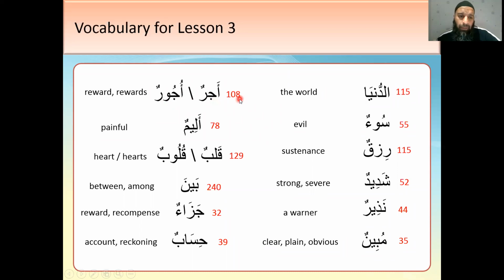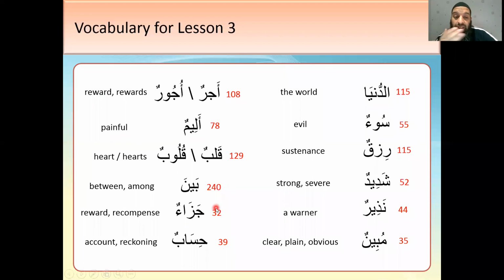Ajrun is reward. Alim is painful. It even sounds like that. Adhabun alim. Alim is painful, torturous. Next one. Qalbun is the heart. Qalbun is the heart. Fi qulubihim. Qalb is heart. Good to learn, it appears 129 times.